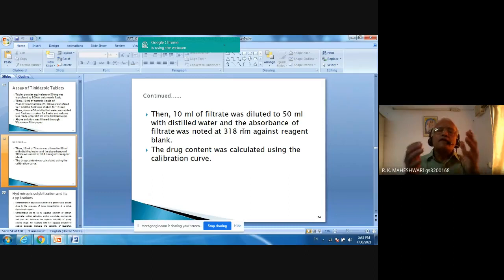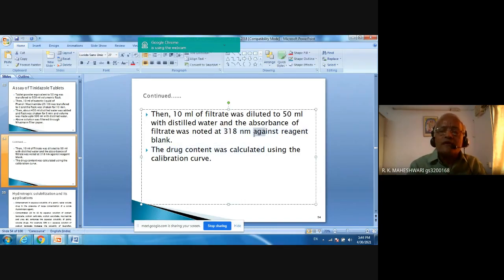Okay, and by using the calibration curve, using the same Eutectic liquid as solvent, and further dilution with water, your calibration curve was used to find out the drug content of the tablet. Now the reason is phenol and niacinamide do not interfere above 292 nm, and that's why you are able to take the absorbance at 318 nm of tinidazole accurately, and so on and so forth.